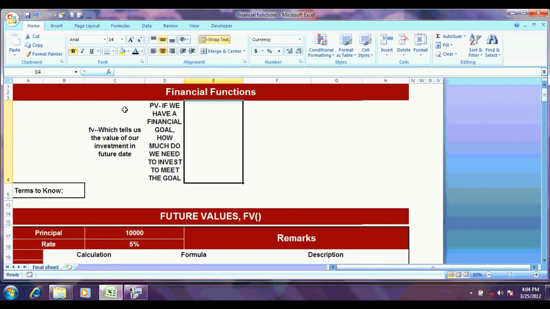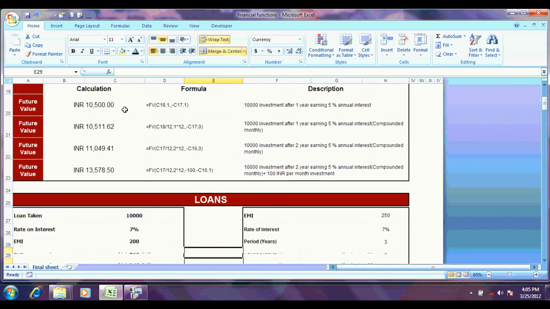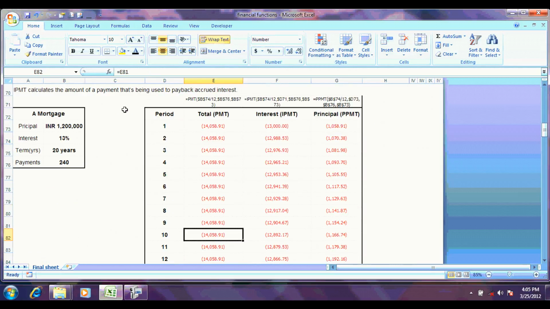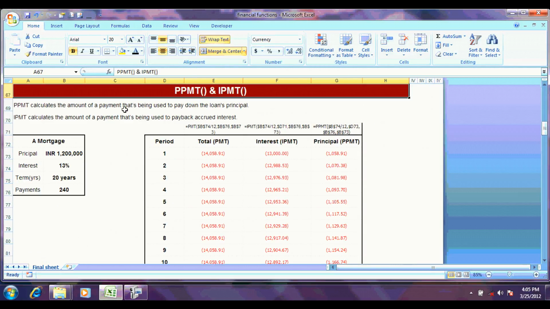also learn about PMT, that is payments for a loan or for building a corpus. Okay, now we learn about PPMT and IPMT.